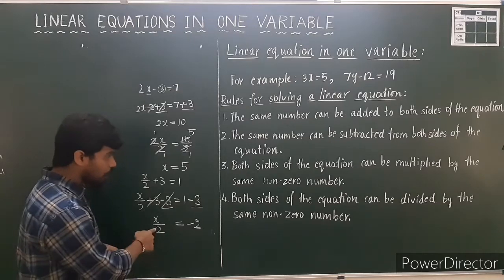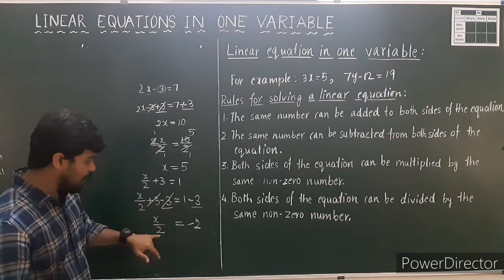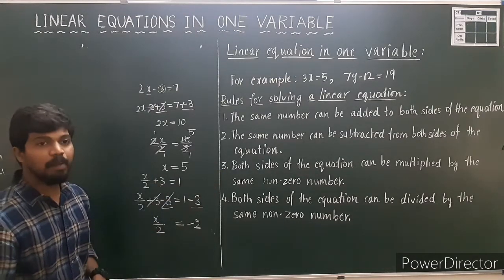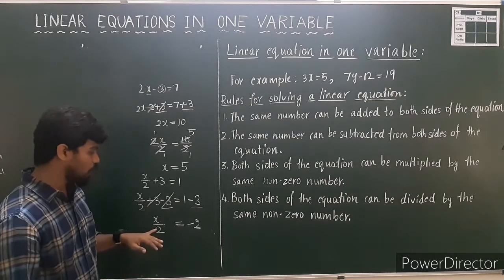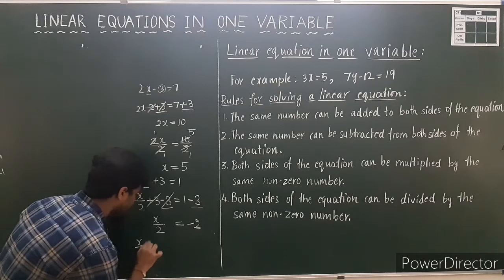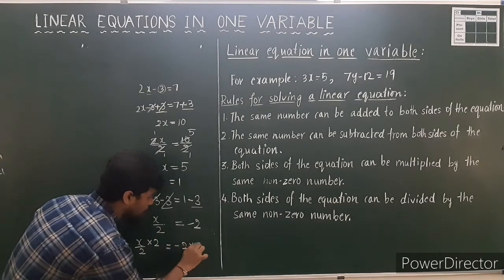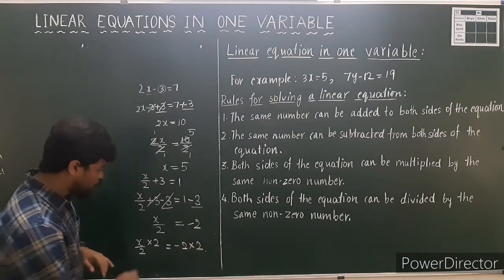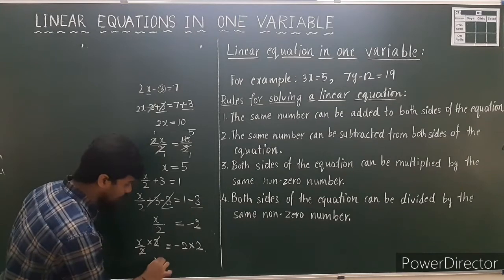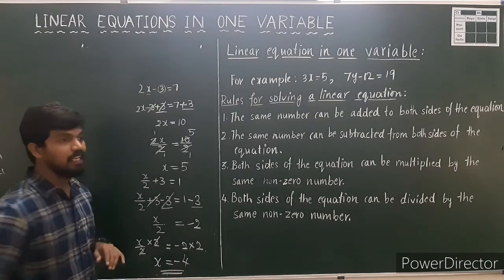So now you have divided by 2. So we have to eliminate that divided by 2. Hence both sides of the equation can be multiplied by the same non-zero number. So that is 2. So x by 2 into 2 equal to minus 2 into 2. So 2 gets cancelled. 2 ones are 2, 2 twos are 4. So x is equal to minus 4.